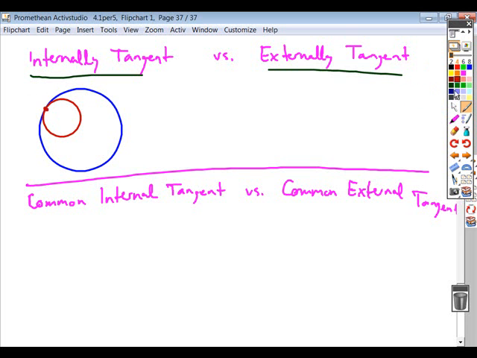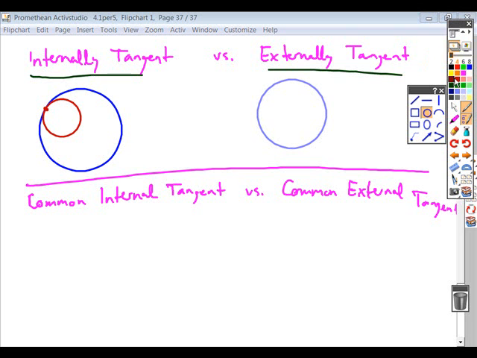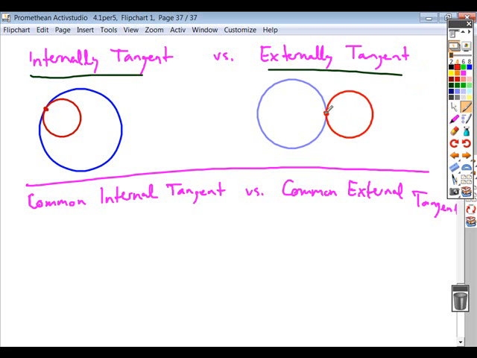Right? If you're looking for externally tangent circles, then you're asking to take a look at two circles that are still tangent, but this time all the points of one circle are completely outside or in the exterior of the other circle.